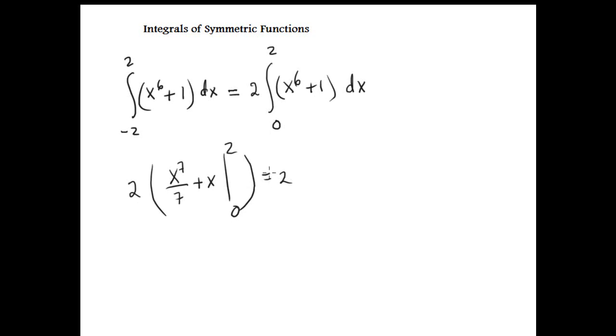So you evaluate: 2 to the 7th power is 128 over 7 plus 2, no? And 0 is just 0. And the answer, when you manipulate this, is 284 divided by 7. That's the easy way. Not necessarily compute from negative 2 to positive 2. You compute from 0 to 2. 0 is always an easy number, and multiplication by 2.